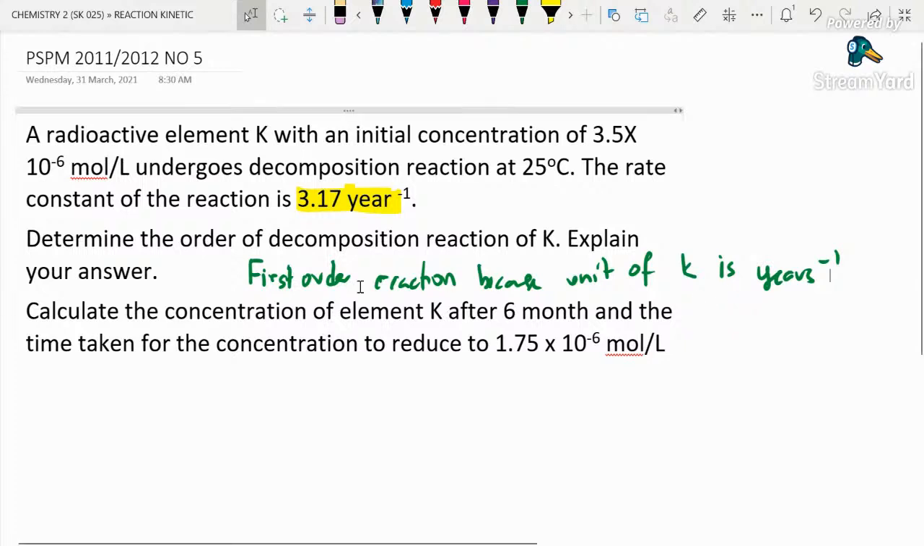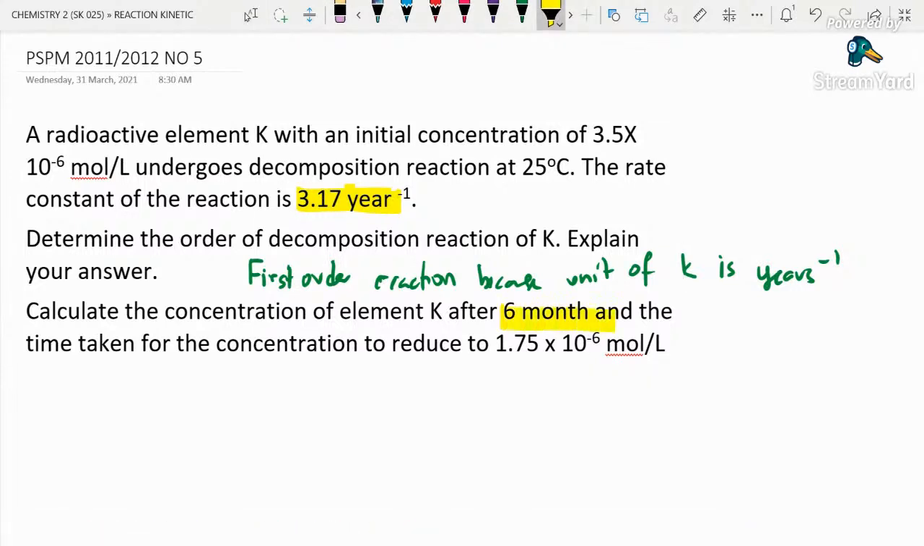Okay. Calculate the concentration of element K after 6 months. 6 months is the time taken. Okay. What do we have? We have the initial concentration. So this is the information that we have. The initial concentration of K is 3.5 times 10 to the power of negative 6 molar. I write capital M, it means the same. Okay, we'll do this first, up to here.